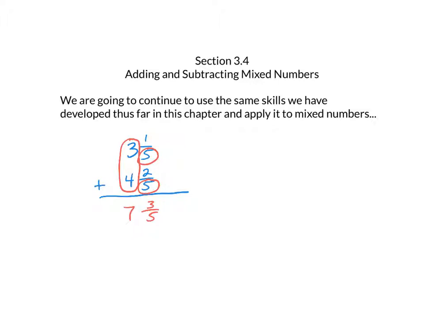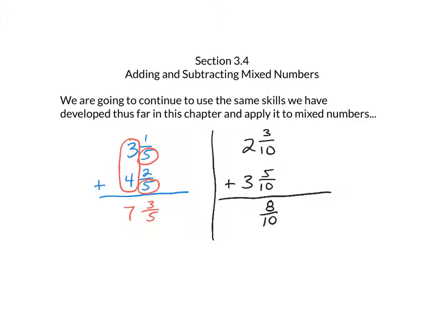One thing you do need to keep in mind and remember, let's do another. If I was given 2 3/10 plus 3 5/10, once again, the denominators of the fraction are the same. So I can just add those numerators, 3 plus 5. Keeping the same denominator, I get 8/10 as a fraction. 2 plus 3 gives me 5.